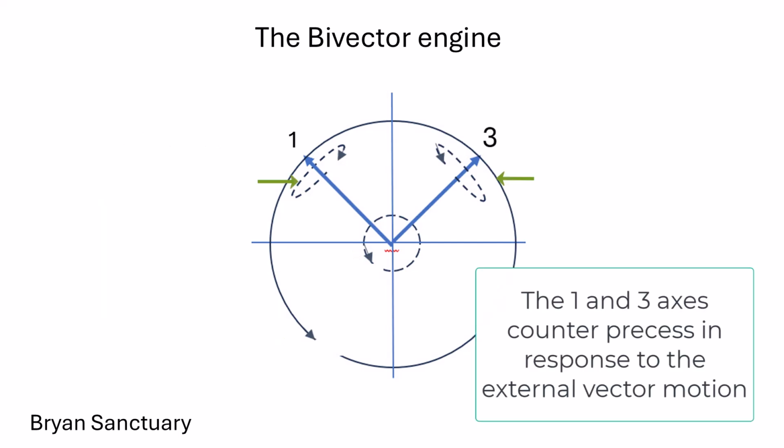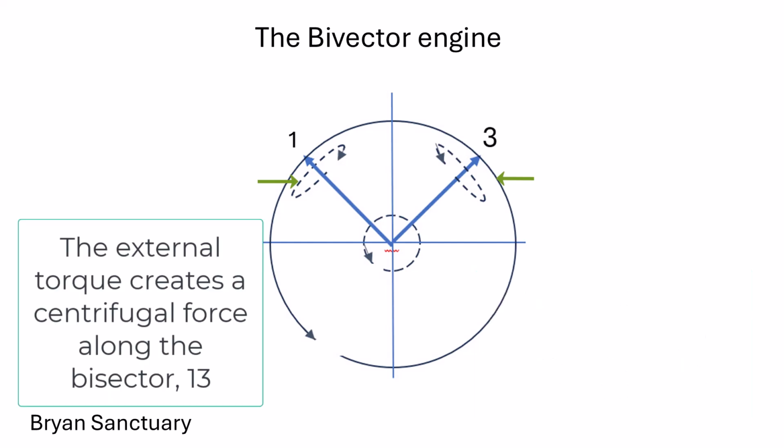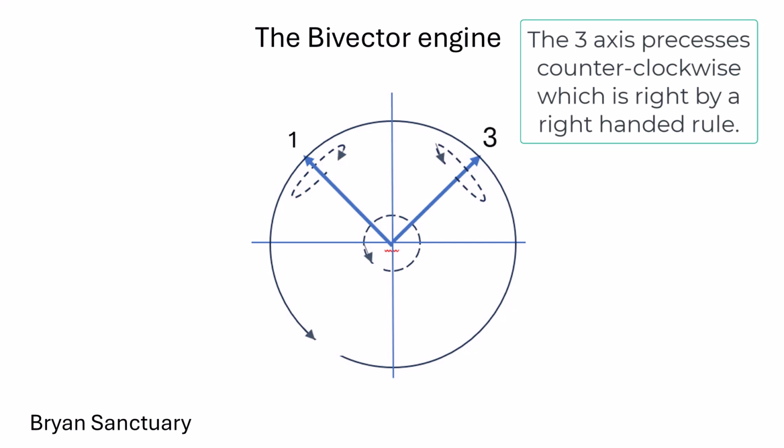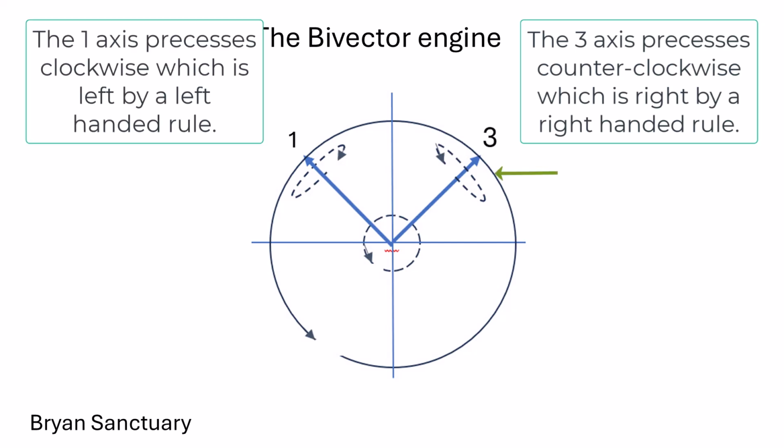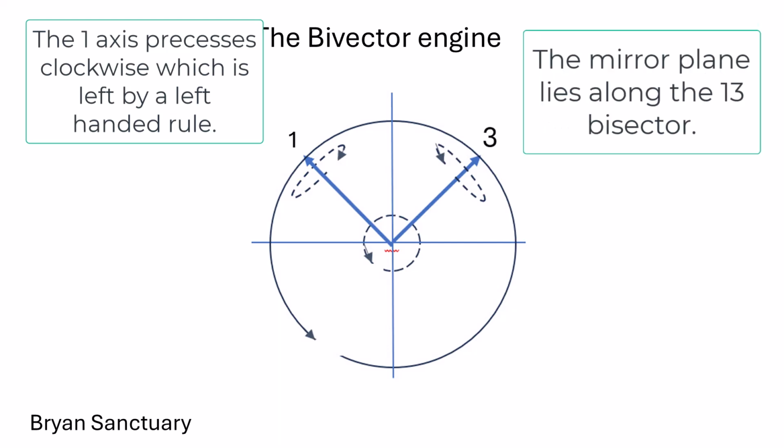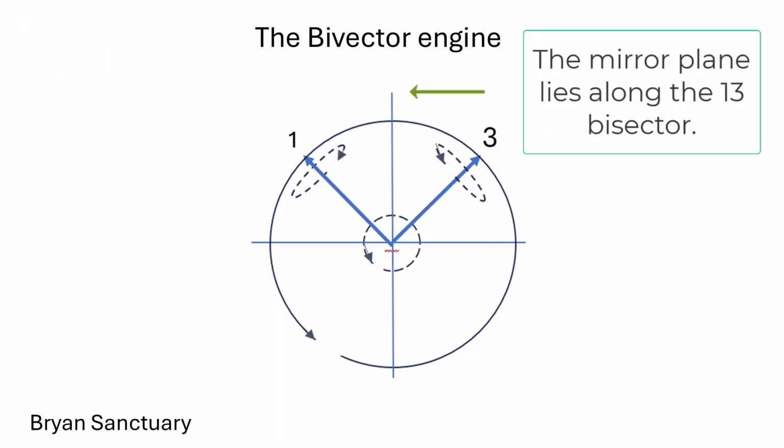They counterprocess in response. The torque or force causes a centrifugal force to act along the bisector of the bivector 3,1. I call the counterclockwise chirality on the right axis 3 and the clockwise chirality on the left axis 1. The bisector is 1, 3, and along there is the mirror plane.